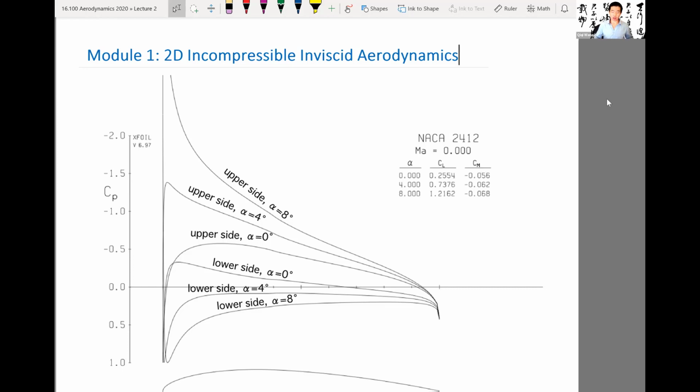And a goal of this section is really to try to explain not only qualitatively but also quantitatively the pressure distribution on wings and airfoils, and thereby explain the lift and be able to predict how much lift we are producing on aerodynamic surfaces.